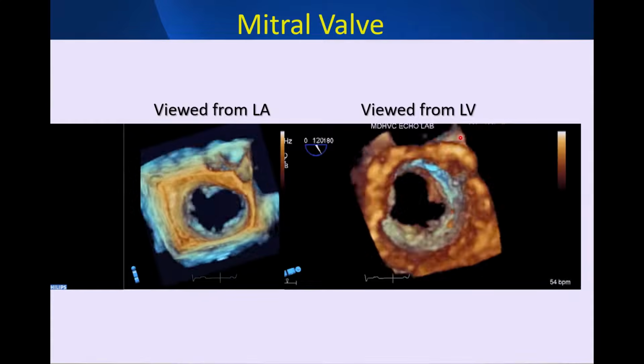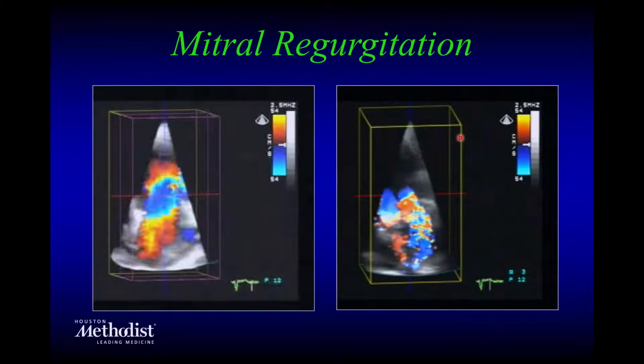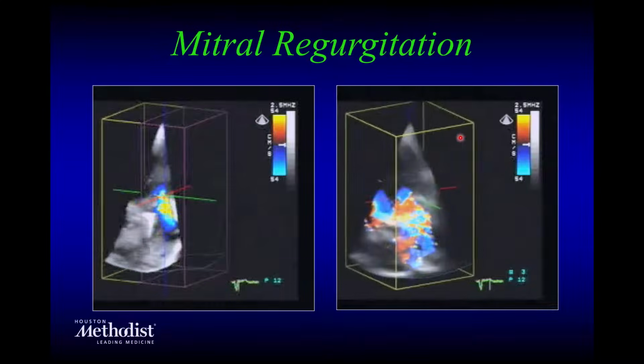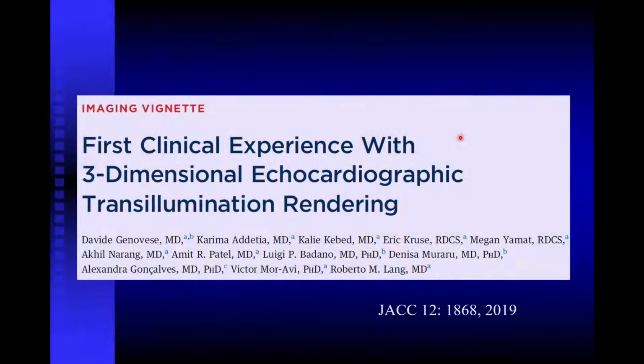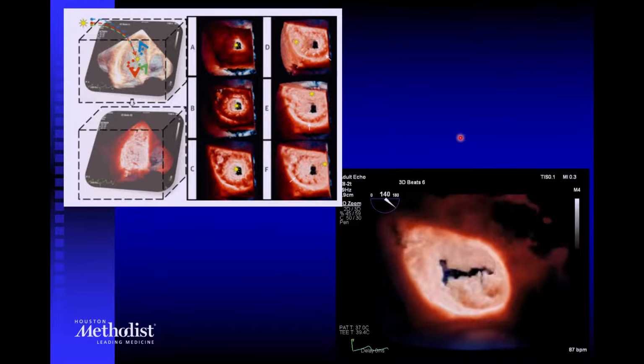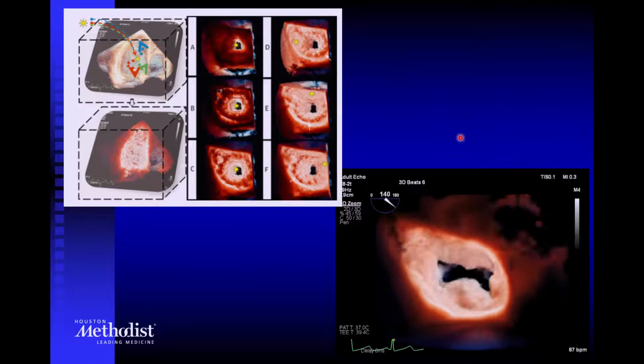Look at these beautiful images with transesophageal of the mitral valve. Color Doppler can also give you a 3D dimension of where these jets are. And the latest, over the past few years, different companies have these renderings which is almost having the pathology in front of your eyes. And you could see the flail leaflet here. This is transillumination technology from the 3D that you could really see very nicely.